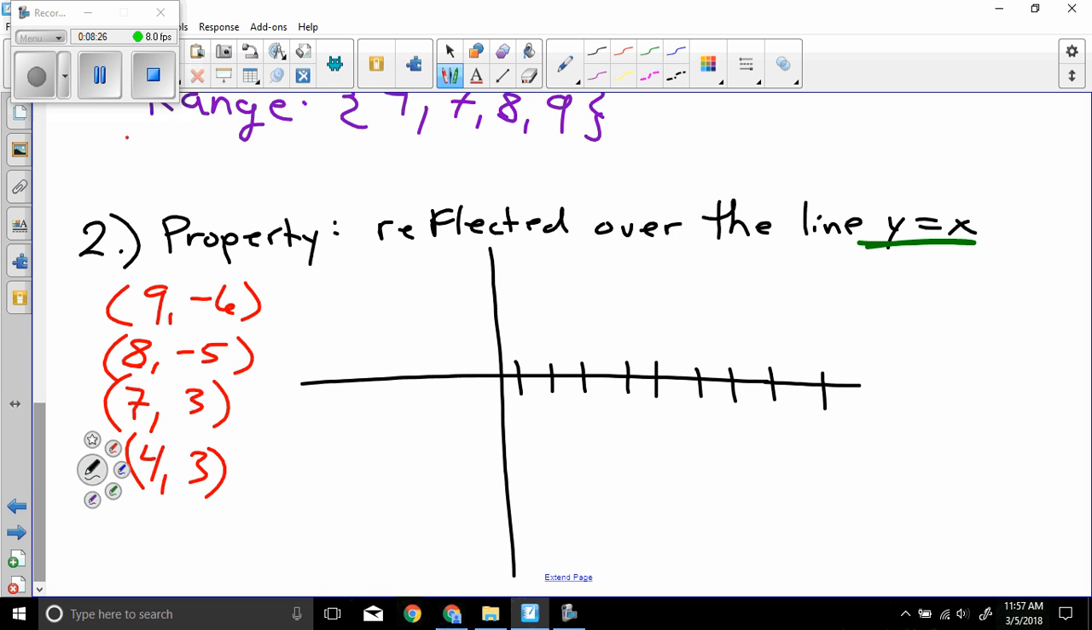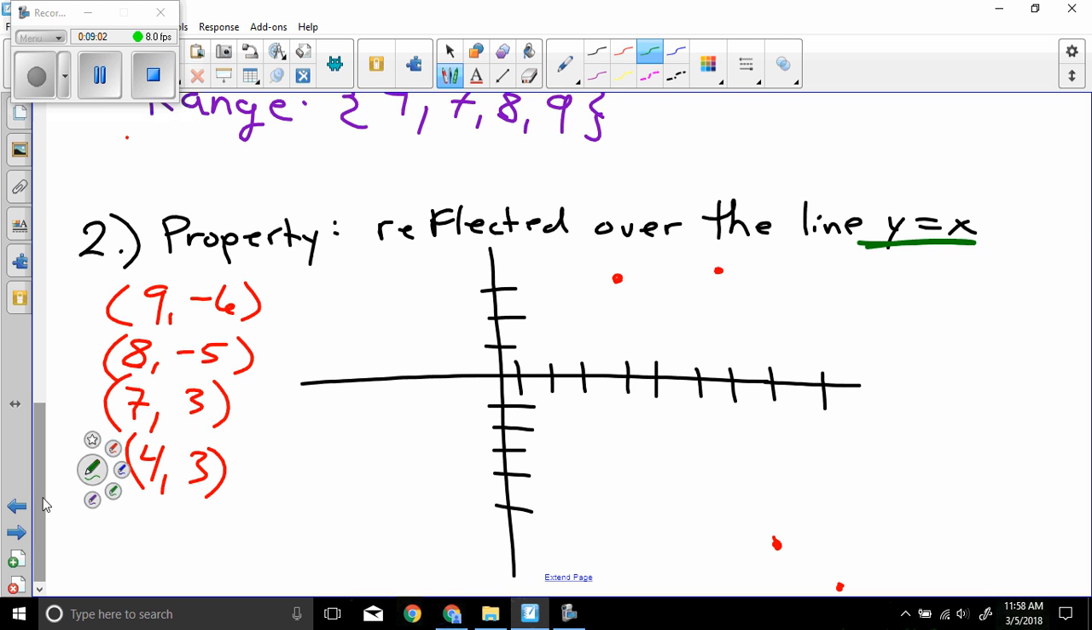Need all the way to 9. I need up to 3, it looks like. And I need down to 5. So let's see if I can't redo this a little bit better. There's 4, 3, 7, 3. Be up there. 8, -5. Be down here. And then 9, -6 would be way down here.